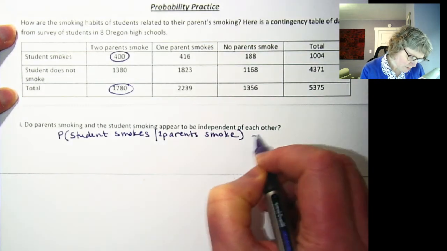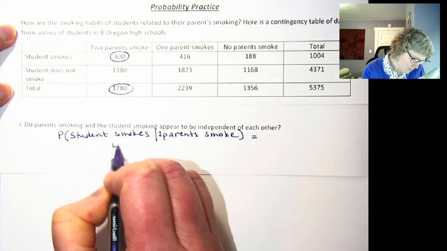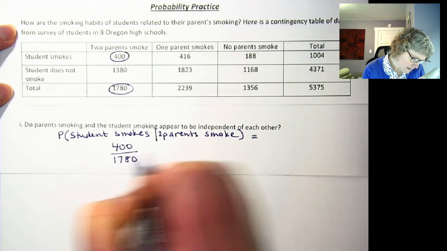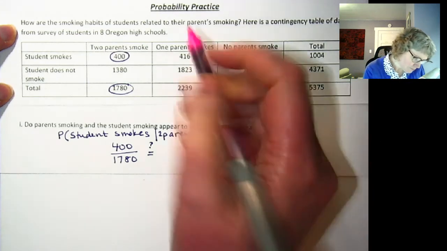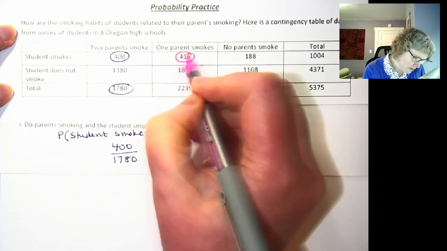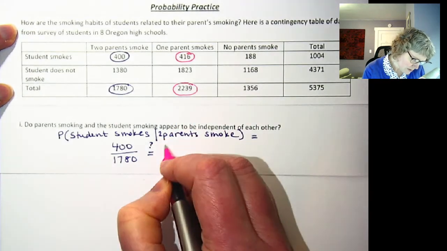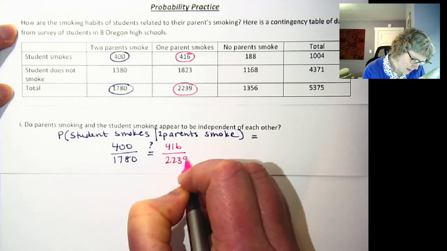Okay, and then I'm going to do that all across the row here. I'm going to do 400 over 1780. And is that equal to the probability that the student smokes given one parent smokes? 416 out of 2239.